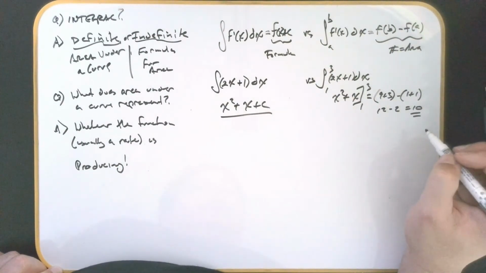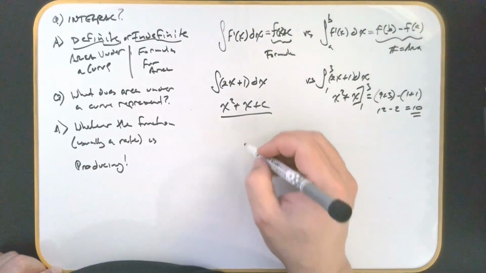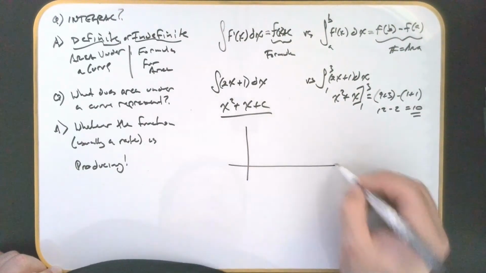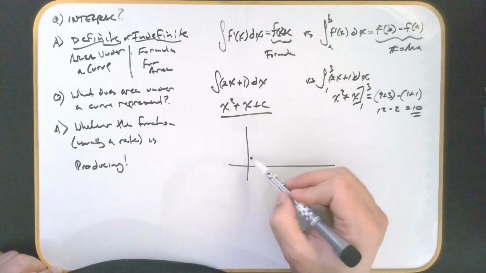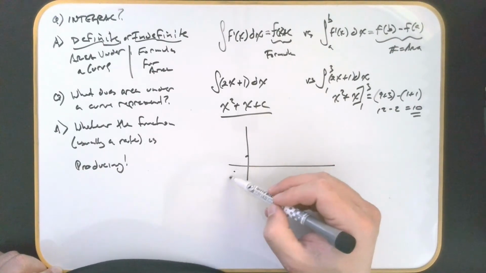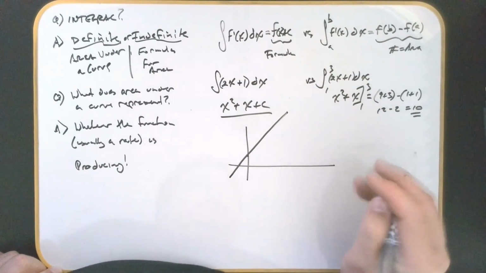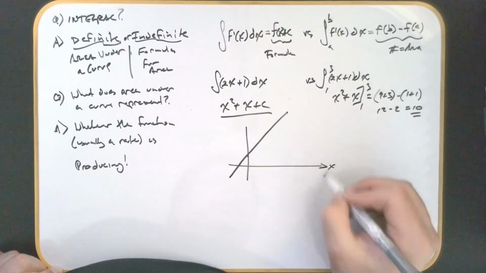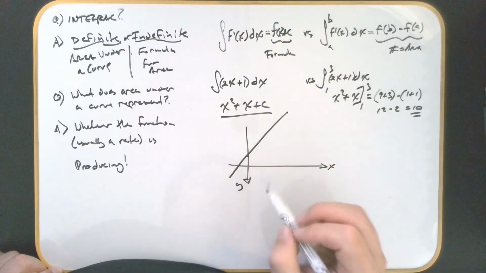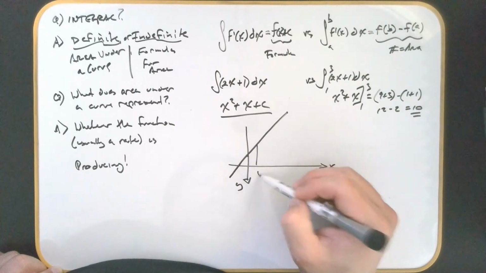We actually get the area under the curve. And in fact, if we were to graph this, which we could, 2x plus 1 is just linear, y-intercept of 1, slope of 2. And we were saying, what is the area under the curve from 1 to 3?